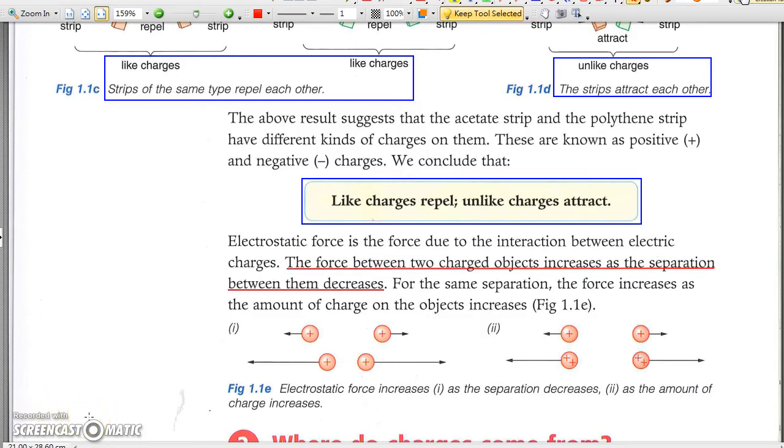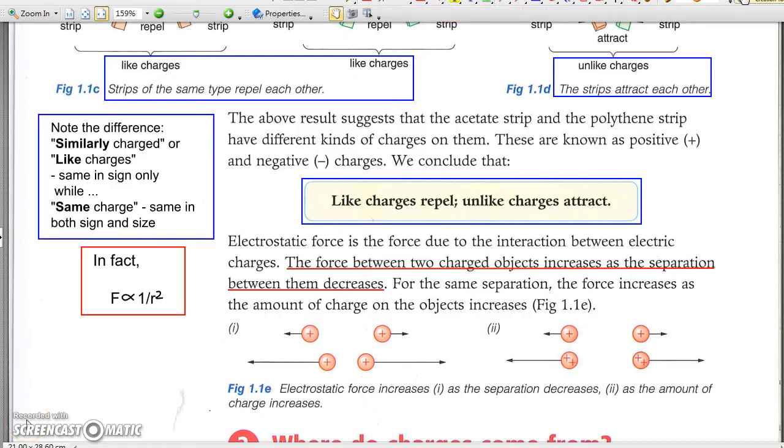Electrostatic force obeys the inverse square law, which means the force is inversely proportional to the square of the separation, just like gravitational force. Let me give you a gentle reminder before we move on. We may say two objects are similarly charged, or that they carry like charges, which means they carry charges of the same sign, but may not be the same in magnitude. But when we say two objects carry the same charge, then their static charges are the same in magnitude and sign.